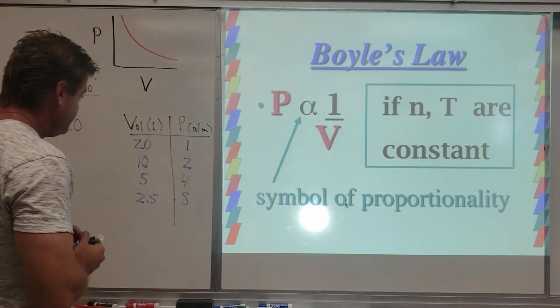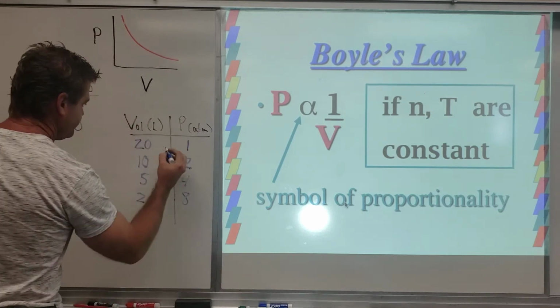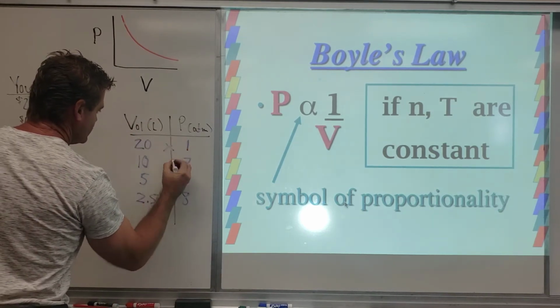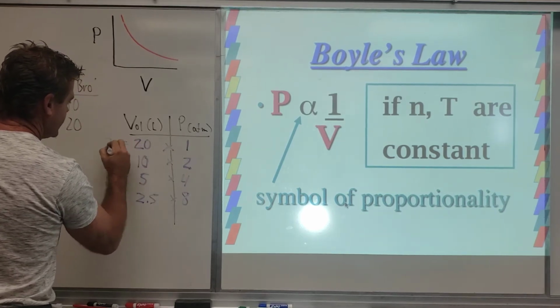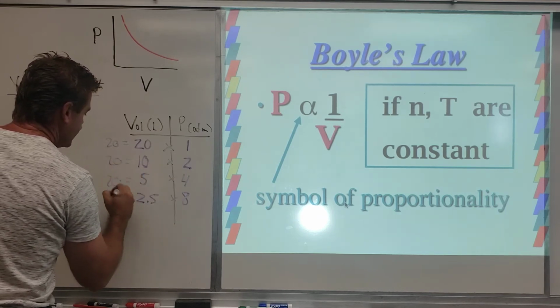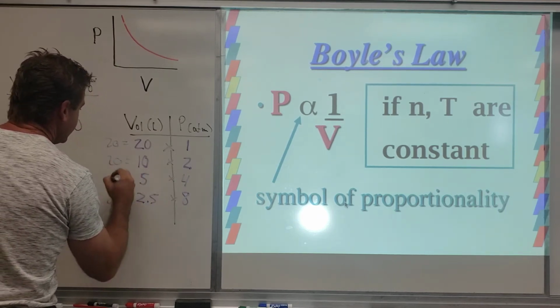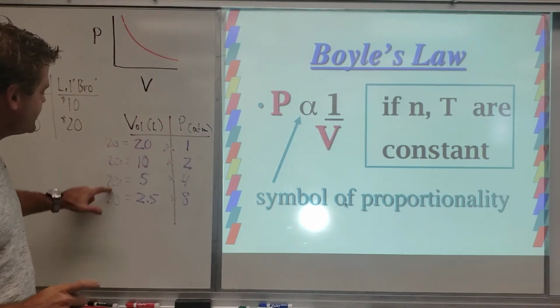Check this out. Look, if you multiply these, check it out. 20 times 1, what's that? 20. 10 times 2, what's that? 20. 5 times 4, what's that? 20. 2.5 times 8, what's that? 20. Two things that are inversely proportional, their products will always equal the same value.